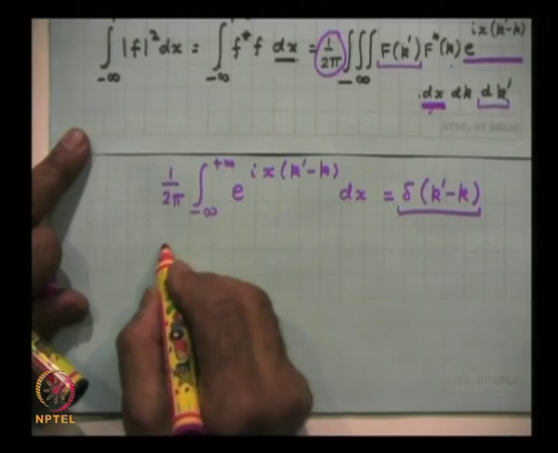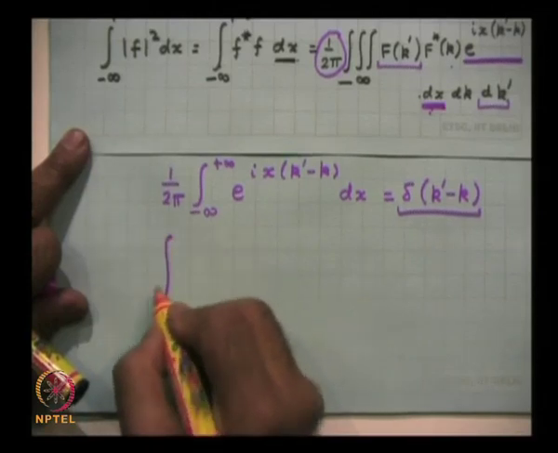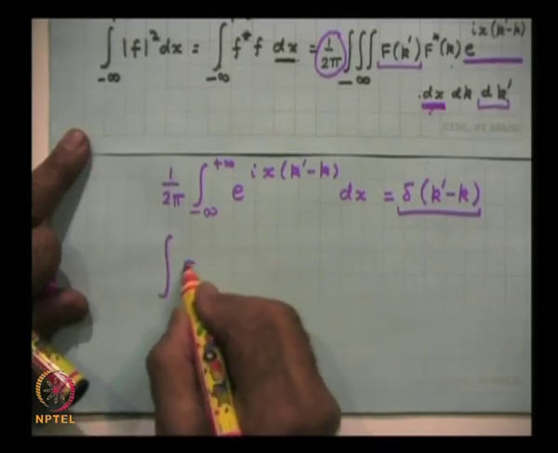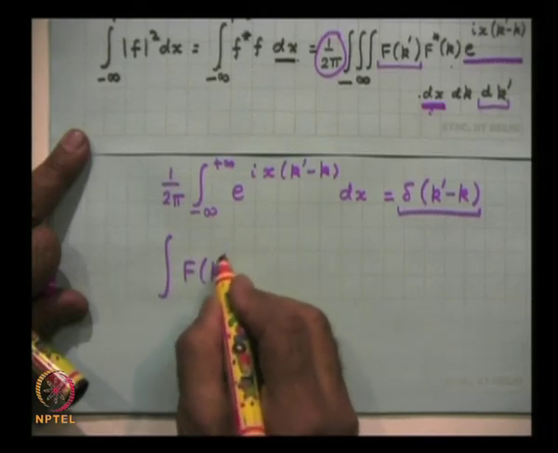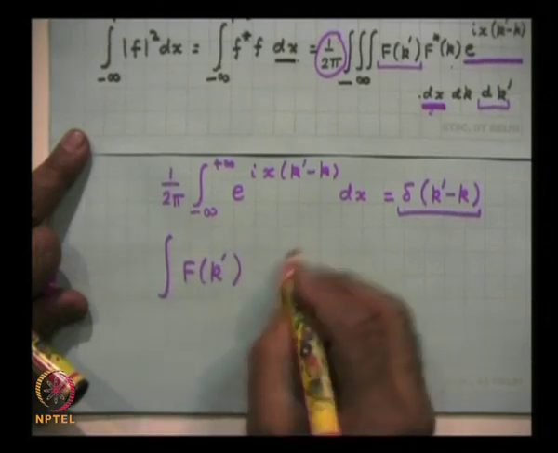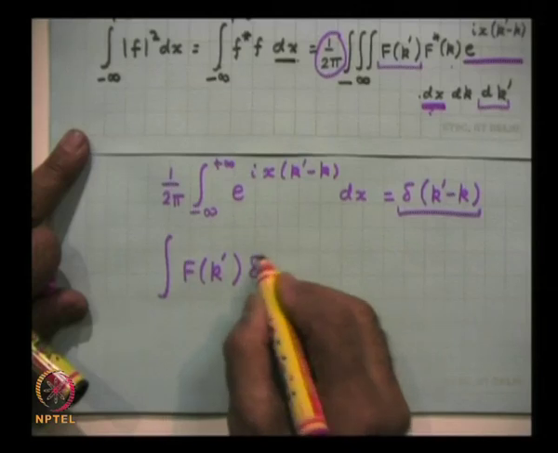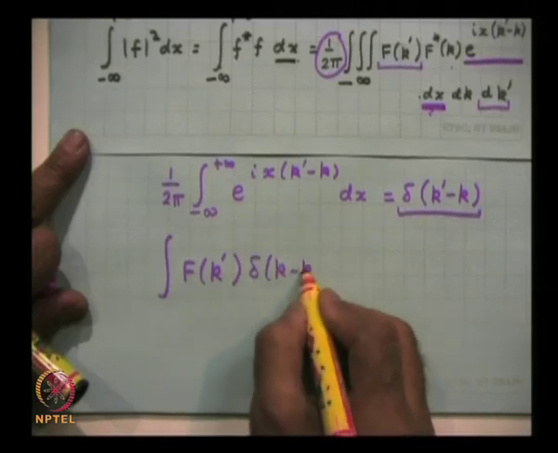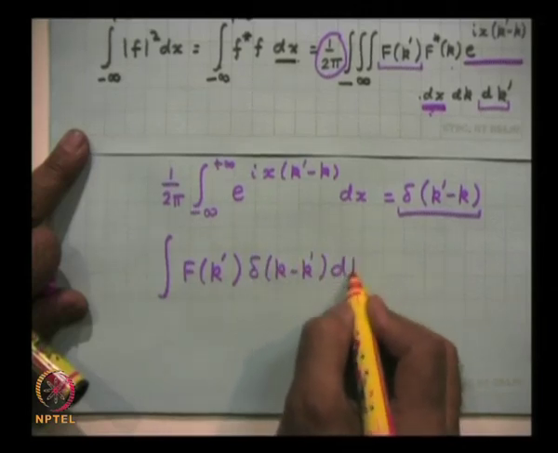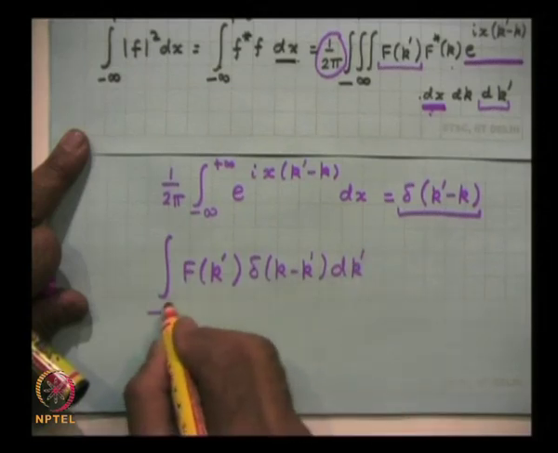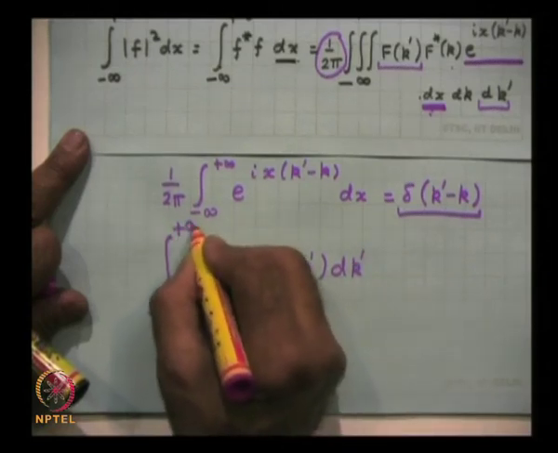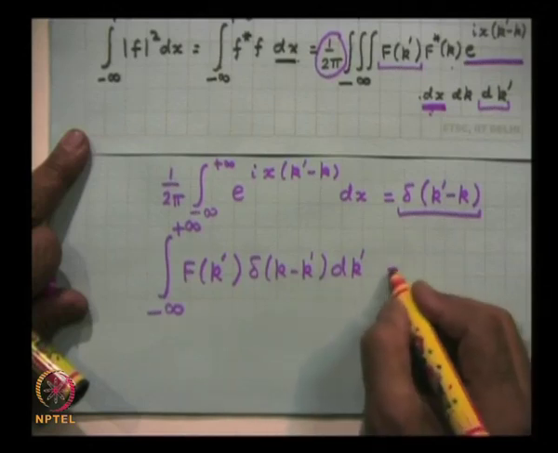So, I write this down. The integral of f of k prime, then delta of k minus k prime and dk prime, and of course, this limit is also from minus infinity to plus infinity. So, this is just f of k.